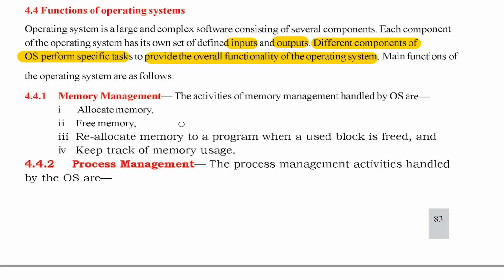Next is reallocating memory to a program when the used block is free. The previous memory has been used and it is released. Again that block can be used for another program; that is reallocating the memory. The same memory used for a previous program, once deleted, can be used for some other program. That's the reallocation. And keep track of memory usage: how much memory is right now available, and how much is right now being used. That is the memory status, the memory usage.